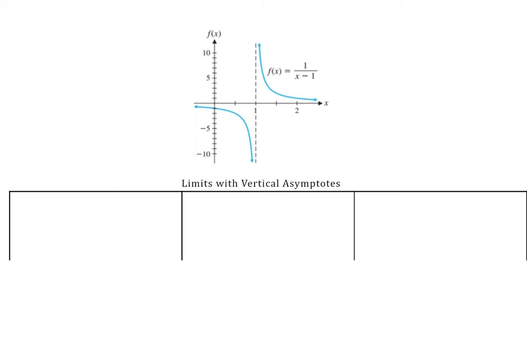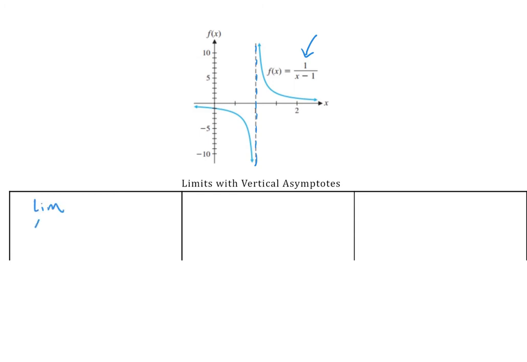Today's lesson is on connecting infinite limits and vertical asymptotes. Everything in this lesson, I think we've actually already discussed in this unit, so it's a little bit of a review. We're going to start by looking at this graph, f of x equals 1 over x minus 1. As you can see, there is a vertical asymptote at positive 1. So we're going to look at limits around that area.